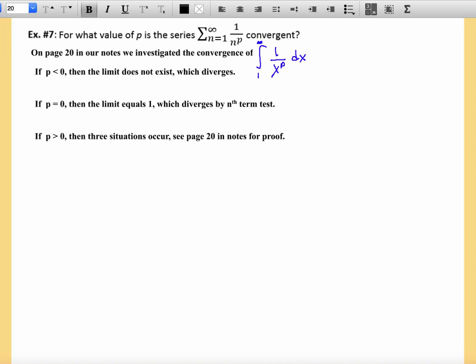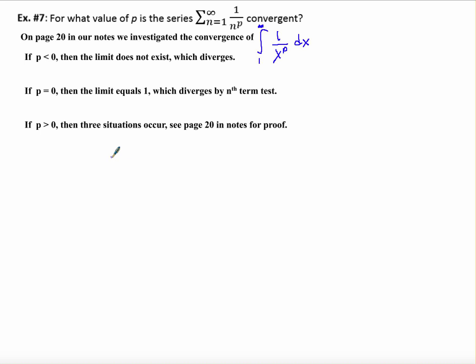Now, we investigated all 3 of those situations back on page 20 in our notes, and I'll link to the video too, so you guys can see that as well. But if P is greater than 0, 3 things happen. Either P is in between 0 and 1. And in this case, it diverged. Again, the proof will be on page 20 in your notes. We also could have P is equal to 1. And in that case, it also diverged as well.